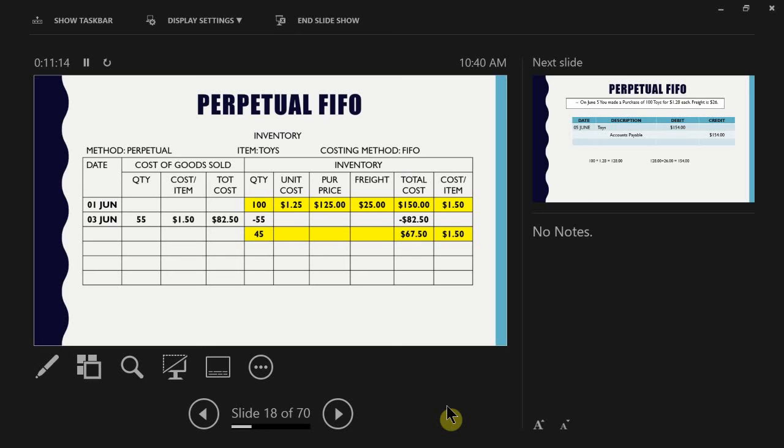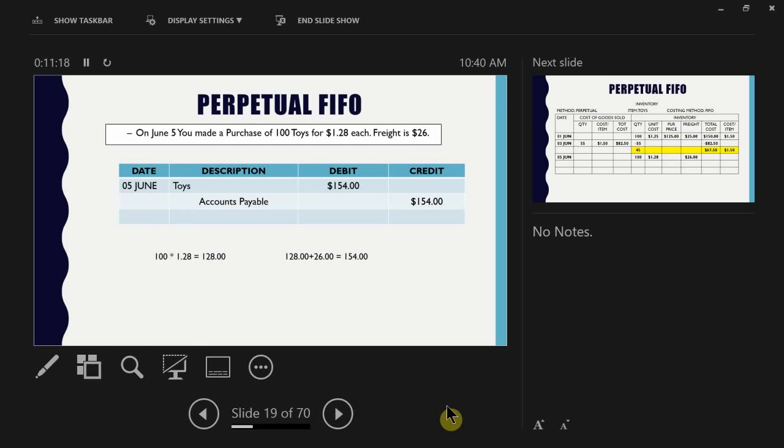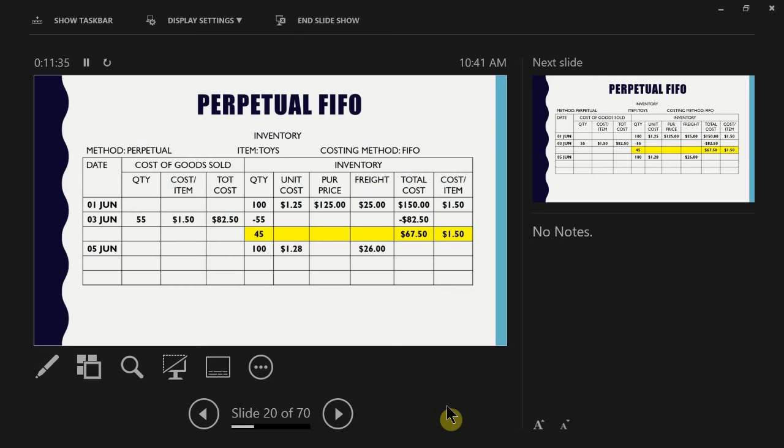But let's go ahead and see what happens when we're introduced to two more batches. Okay. So once again, on June 5th, we purchased another 100 toys at $1.28 with the freight costing me $26. Okay, so now I'm going to plug that into my inventory worksheet.